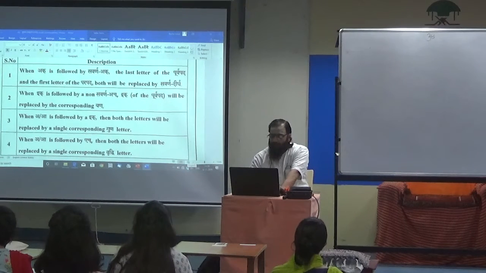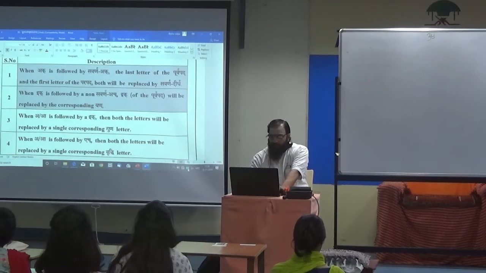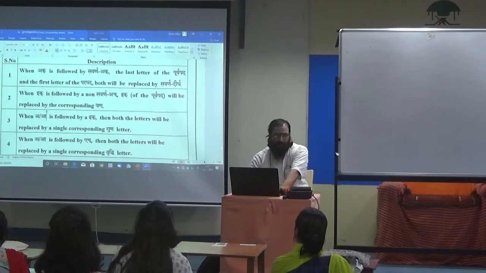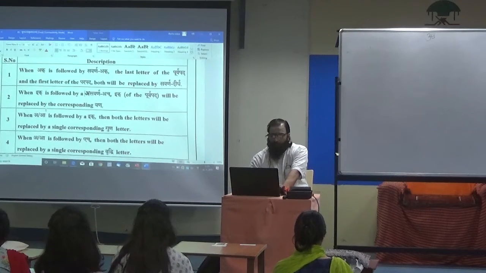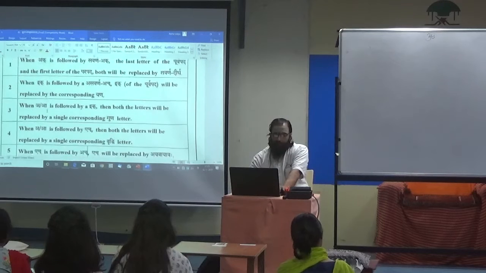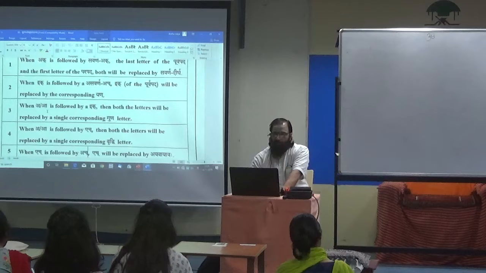You know what are the end letters? So Pratyahara we didn't chant today, we will chant maybe later. The third rule, when the Purva Pada ends with A and is followed by Ik, then both the letters will be replaced by its corresponding Guna letter. What are the Guna letters? A, E, O. Then the fourth one, when the Purva Padam ends with A followed by H letter.